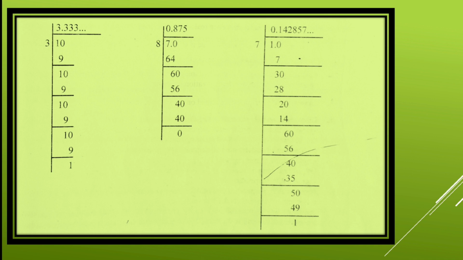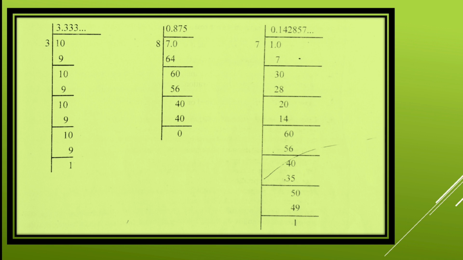Now in another question, 7 by 8. 7 you can write as 7.0. Now take that point outside. It becomes 70. 8 8s are 64. Then subtract it. You will get 6. And then again 0. 8 7s are 56. Then 60 minus 56 is 4. Then put 0. And then 8 5s are 40.